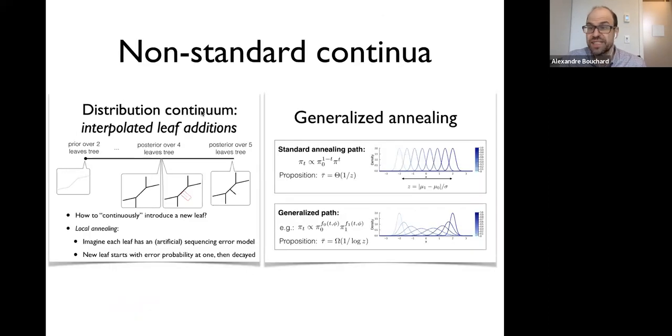Another thing we're looking at is taking shortcuts. Instead of using just the geometric annealing between the two distributions, we're building other continua of distributions. For example, adding one leaf at a time in a sequence of trees and annealing just the leaf that we just added, or using a more generalized notion of annealing that I'm not going to have time to go over. So that's a taster of the kind of work we do on the computational front.